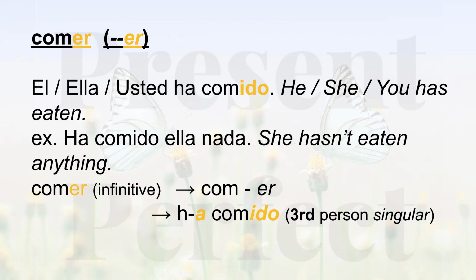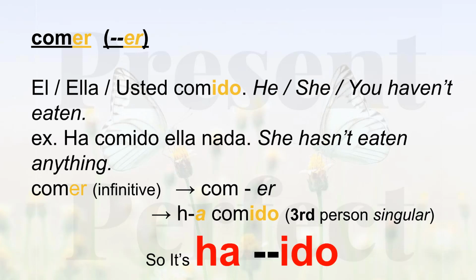Él, ella, usted ha comido. He, she, or you have eaten. For example, ha comido ella nada. She hasn't eaten anything. The third person singular form of haber comido is ha comido. So it's ha ido. Whenever you recognize this ha ido, it's most likely present perfect tense for either ER verb or IR verb.